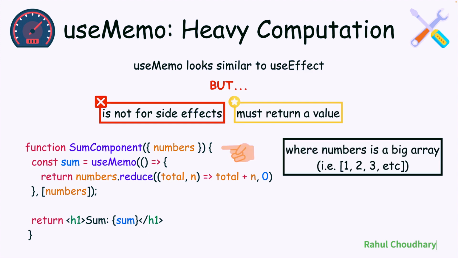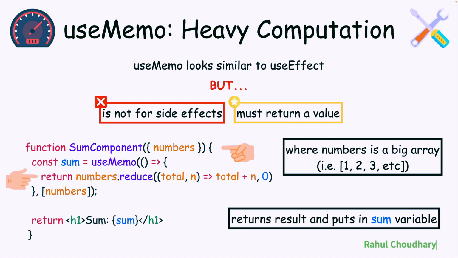A heavy computation that UseMemo might do is calculate the sum of numbers in an array. It only reruns this function when the numbers array changes, and it puts the computed result in the sum variable.